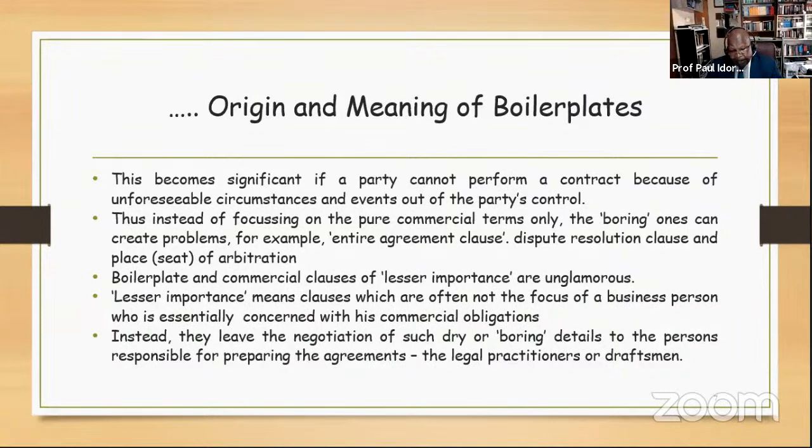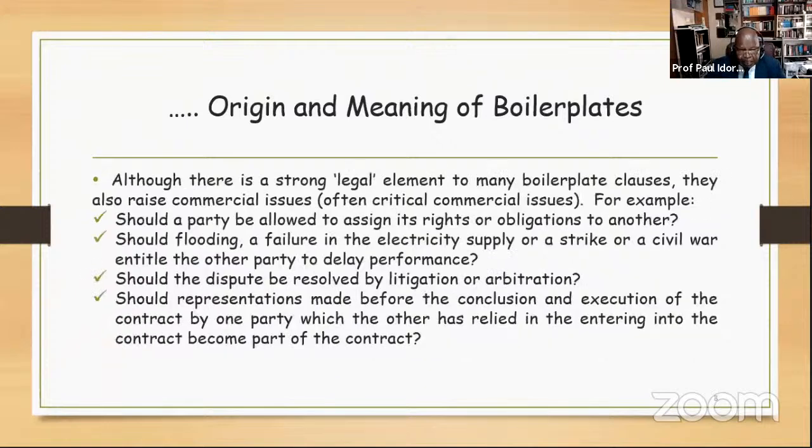travel, go and negotiate a contract and come back and call director of legal services or head of legal and say draft. No, please ensure that you travel with them, because these boring clauses can create problems, and they do create problems. And they have strong legal elements.